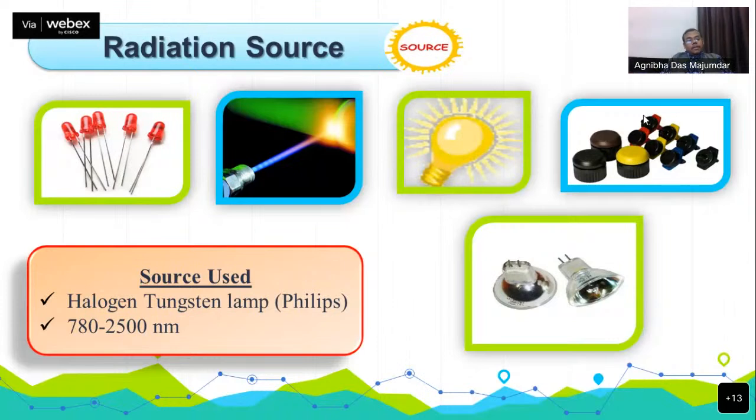I have told you even earlier that the natural source of the IR radiation is the sun, but we cannot use the sun in the laboratory for instrumental purposes. So we use halogen tungsten lamps, which have wavelengths of 780 nanometers to 2500 nanometers. The tungsten halogen bulb can be used as a source of NIR radiation, because the radiation they emit has a wavelength of 780 to 2500 nanometers. So these are the source of the IR radiation.